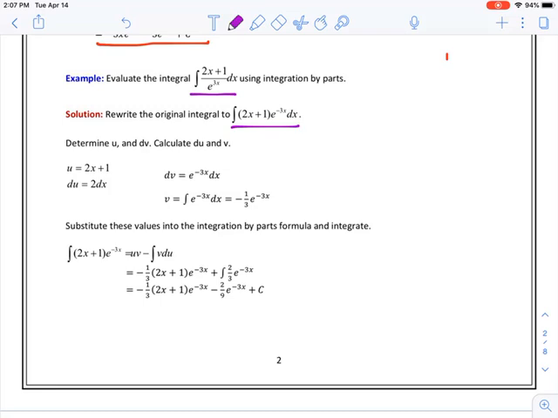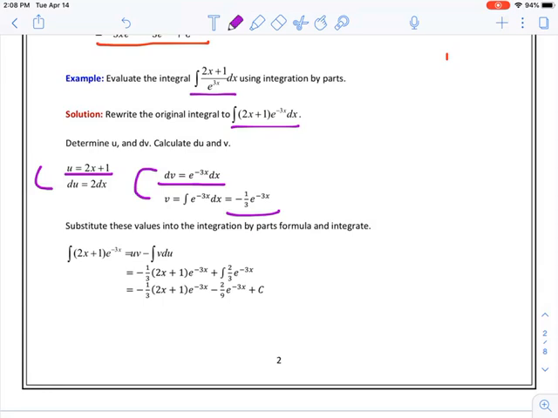So in the last problem, I said always, always, always let the exponential part be your dv. And that's, again, what I did here. That means the algebraic part, 2x plus 1, is u. Once again, we have to take the derivative of u. So the derivative of 2x plus 1 is 2 dx. And we have to find the antiderivative of dv. And so we end up with negative 1/3 e to the negative 3x.